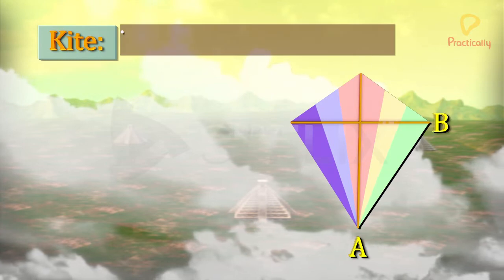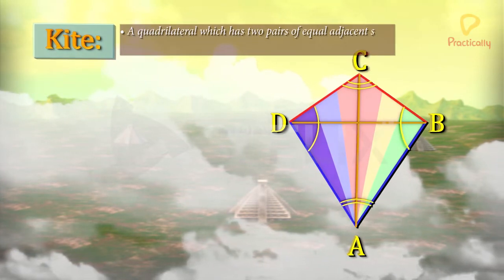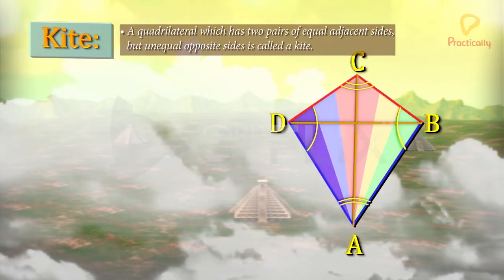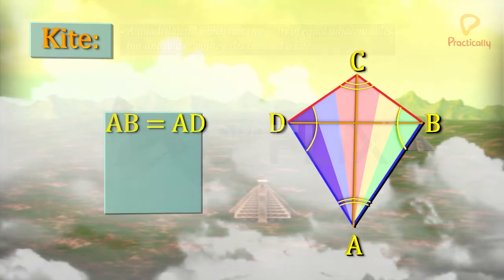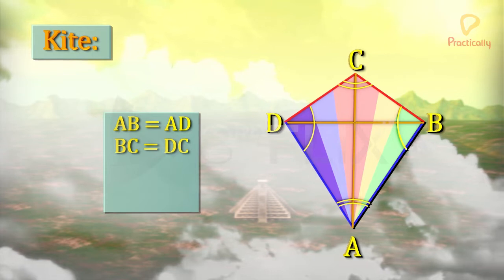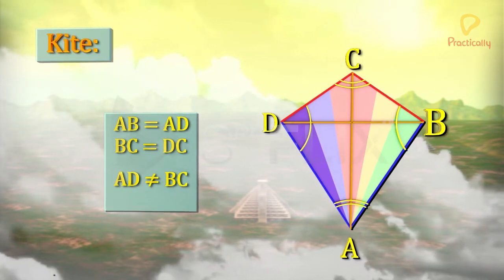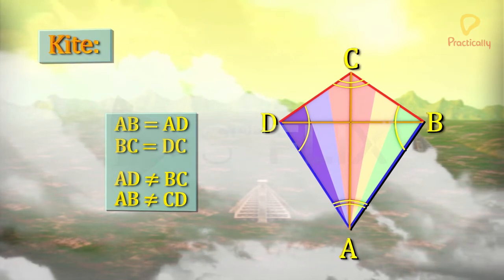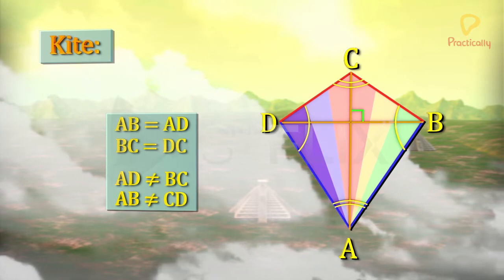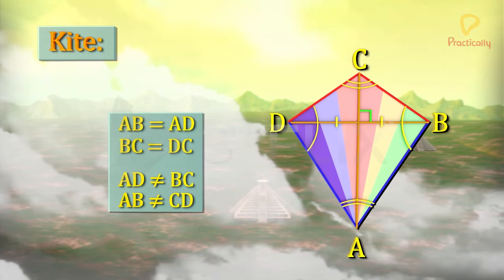Kite. A quadrilateral which has 2 pairs of equal adjacent sides but unequal opposite sides is called a kite. In this kite, AB equals AD and BC equals DC. But AD does not equal BC and AB does not equal CD. The diagonals are perpendicular to one another. Only one diagonal bisects the other.